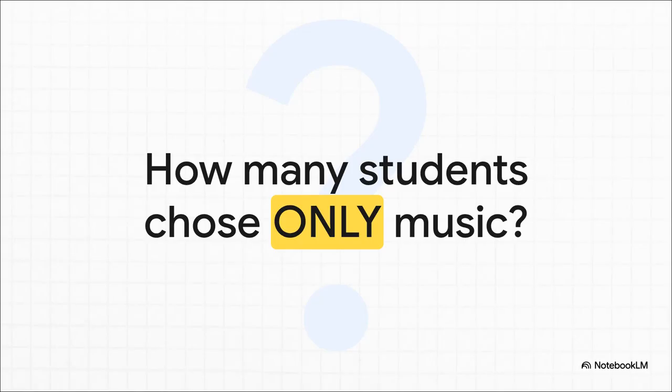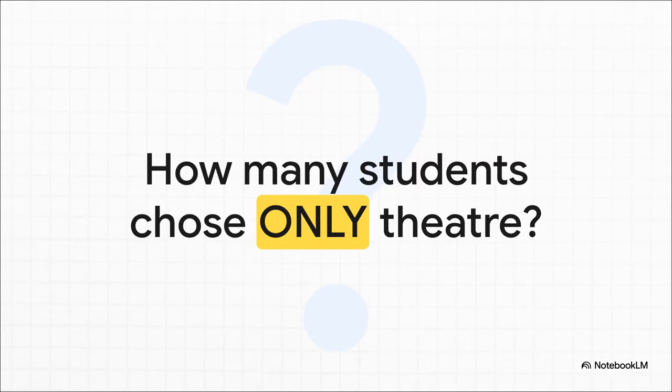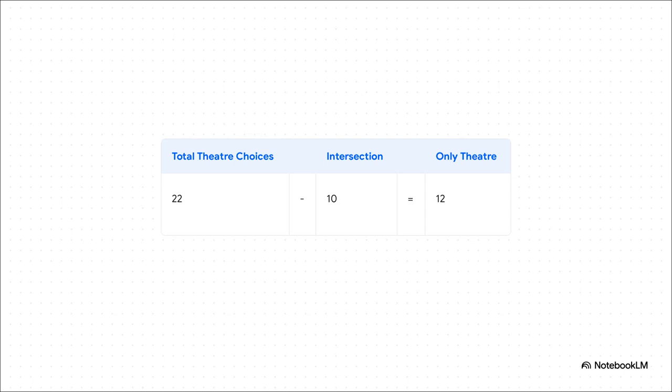Okay, so now that we know that, we can ask a much smarter question. If we know 30 students in total chose music, but 10 of them also chose theater, well, how many of them chose only music? This is where we use our difference tool. We take the 30 total music choices and we subtract the 10 students who are in that overlap. And just like that, we find out that 20 students chose music and only music. And we can do the exact same math for the theater group. We know 22 people picked theater, but that number also has that same overlap baked into it. So we just take the 22 total choices for theater and we subtract those same 10 students who were in the intersection. And that tells us that 12 students were interested in only theater.